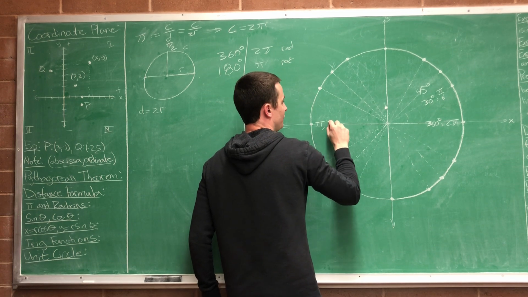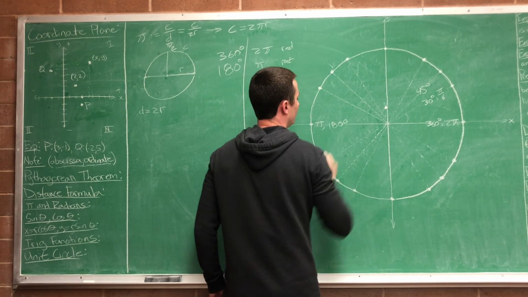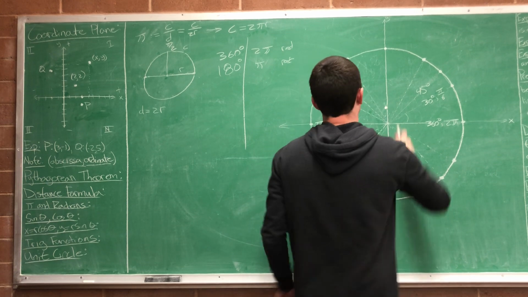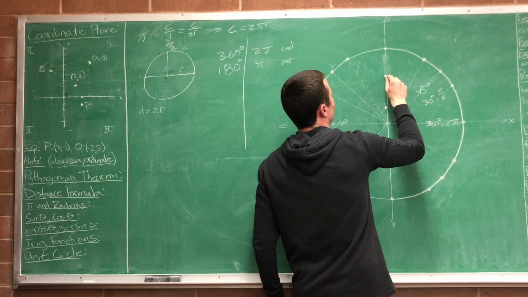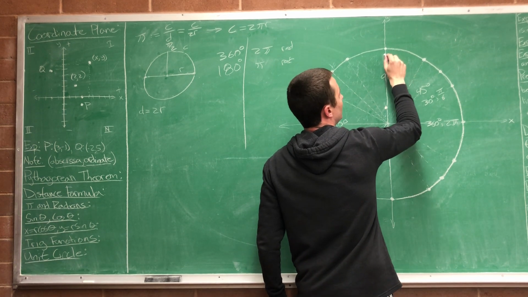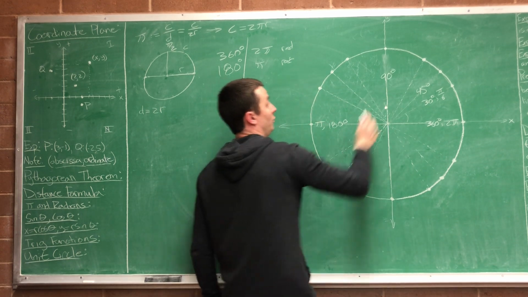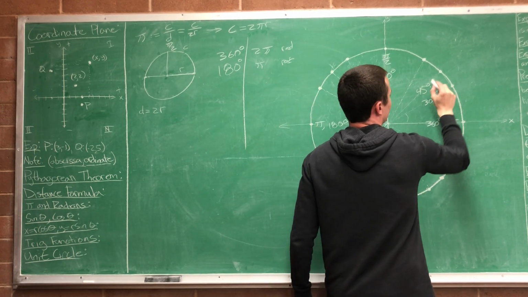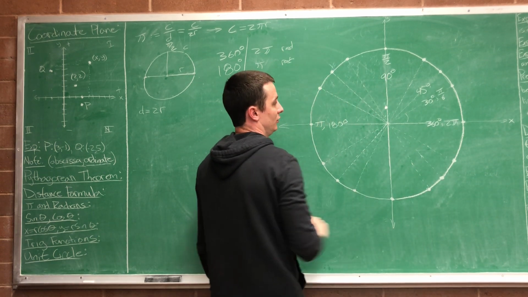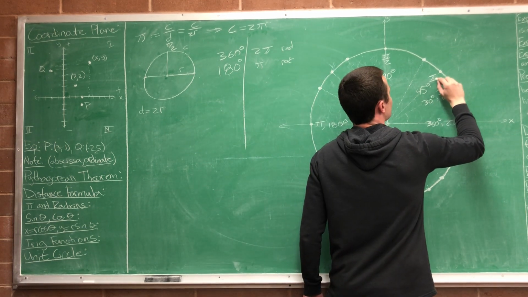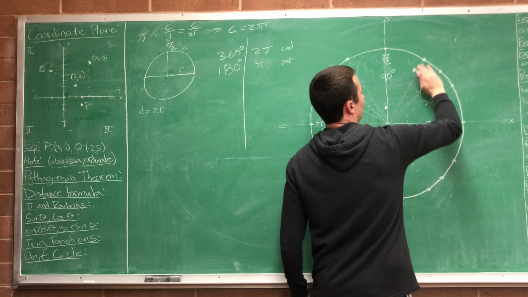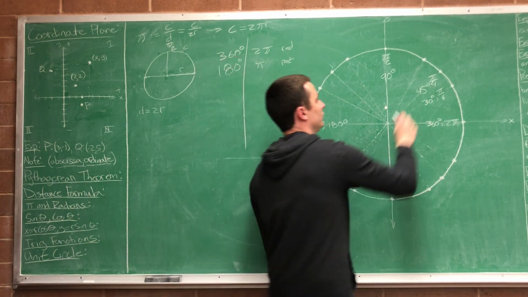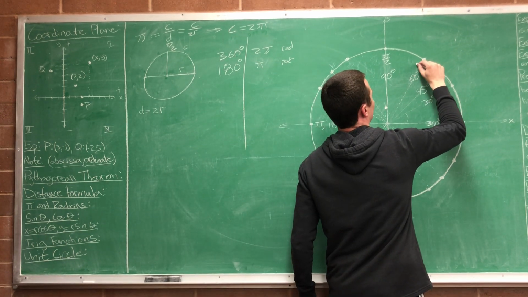this is pi, which is 180 degrees. Okay, straight up and down, which is 90 degrees. Pi halves. And then over here now is pi fourths. Perfect. Pi fourths. This one right here is pi thirds, which is 60 degrees. Pi thirds.